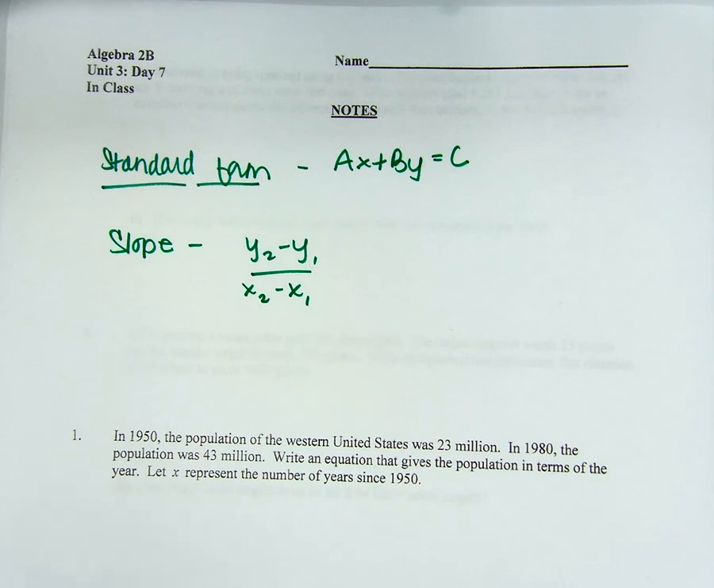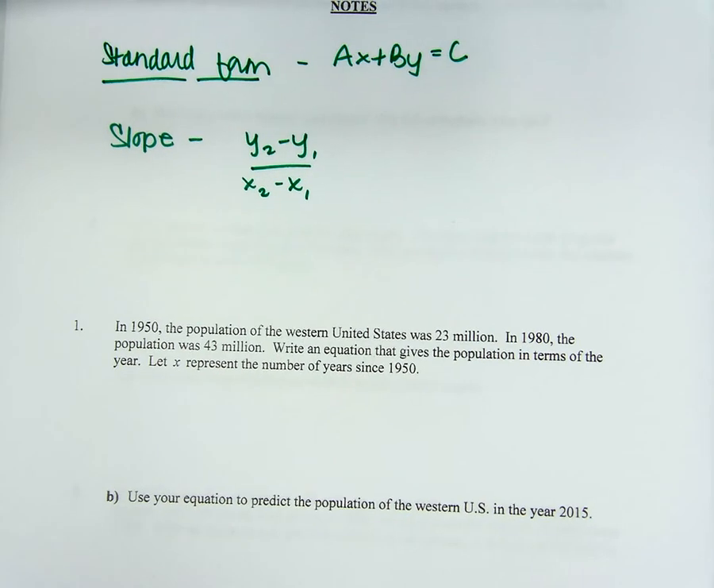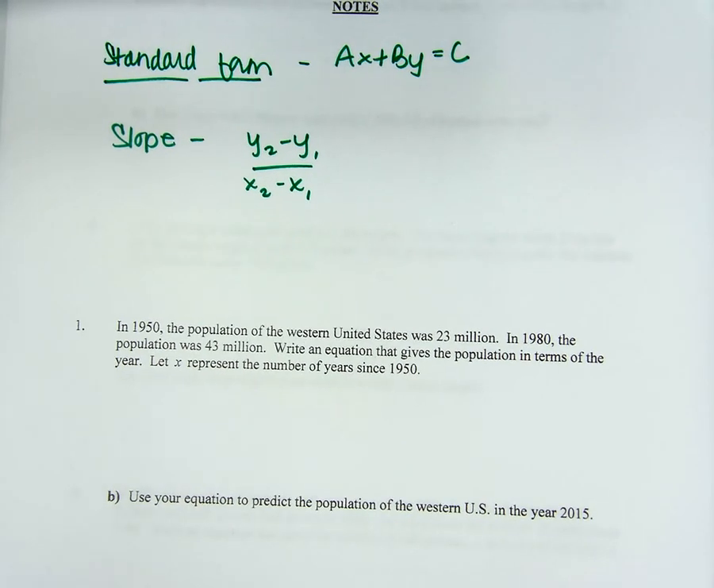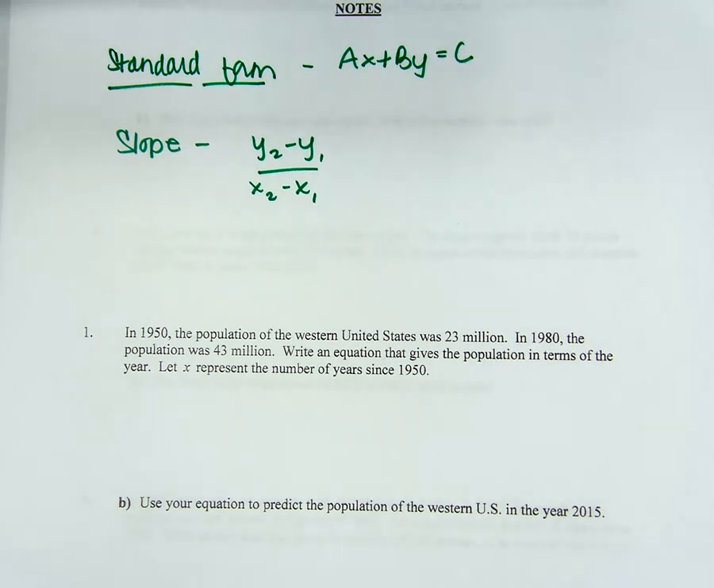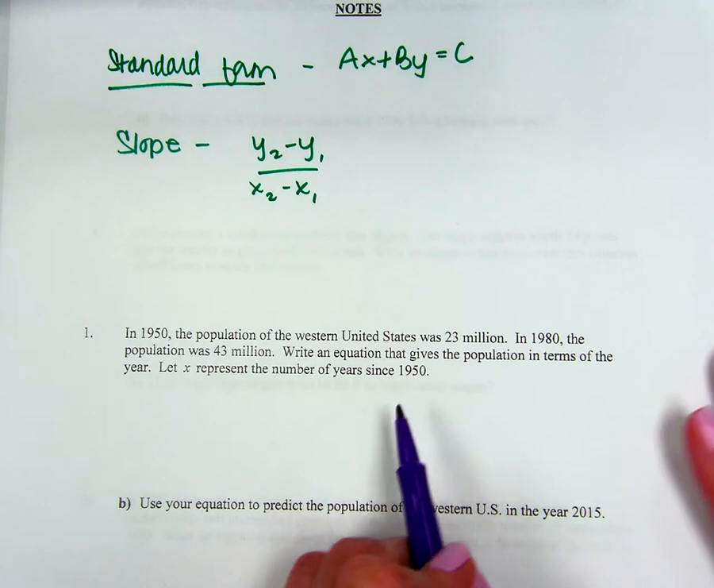So let's dive into our problems, and we will use all of the information from yesterday. So if you have questions, feel free to reference your notes from yesterday or the two new formulas that we have today. So number one says, in 1950, the population of the western United States was 23 million. In 1980, the population was 43 million. Write an equation that gives the population in terms of the year. Let x represent the number of years since 1950.